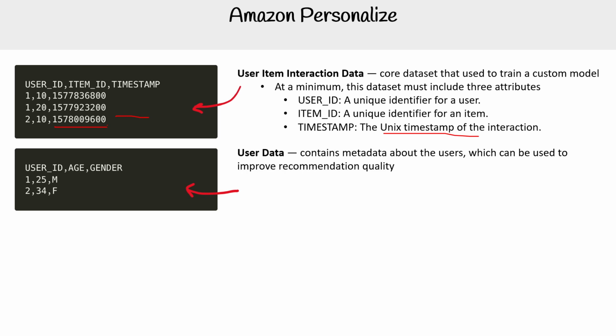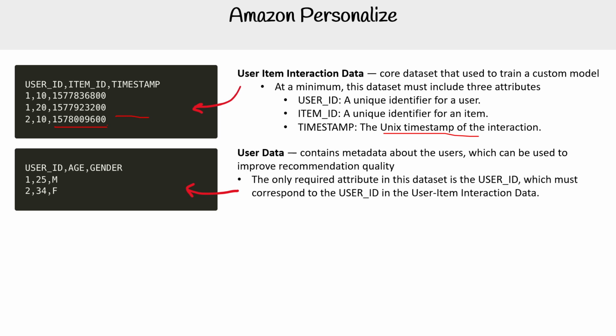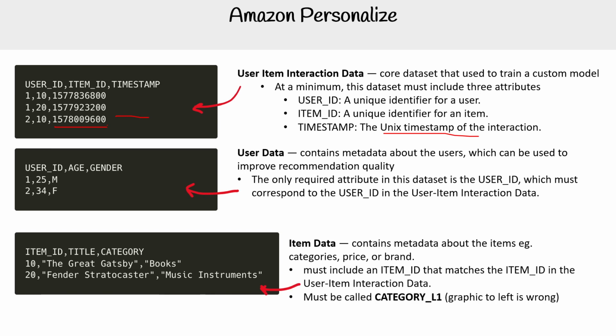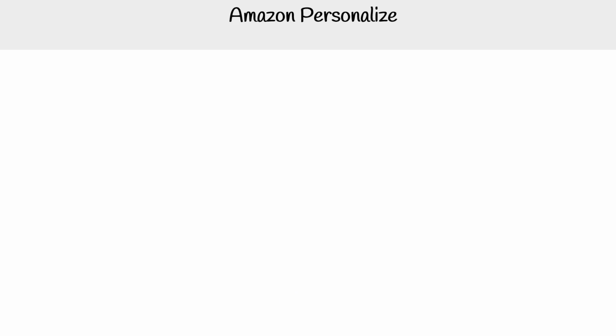Then you have your user data. Pretty straightforward. The only thing that's required is the user ID. Then you have your item data. It must include an item ID. If you need to have a category, it has to be called CATEGORY_L1. For whatever reason, the docs are out of date, but I guess they have different levels of categorization now. So this graphic is incorrect, but it is CATEGORY_L1.